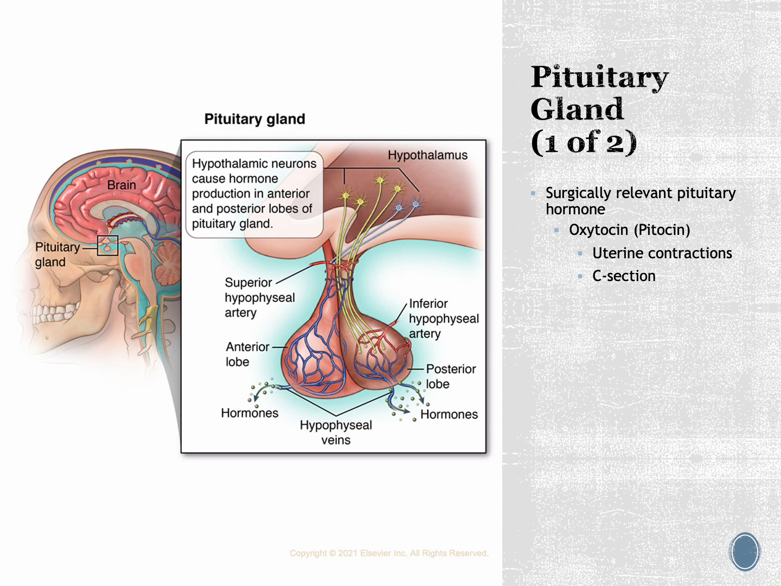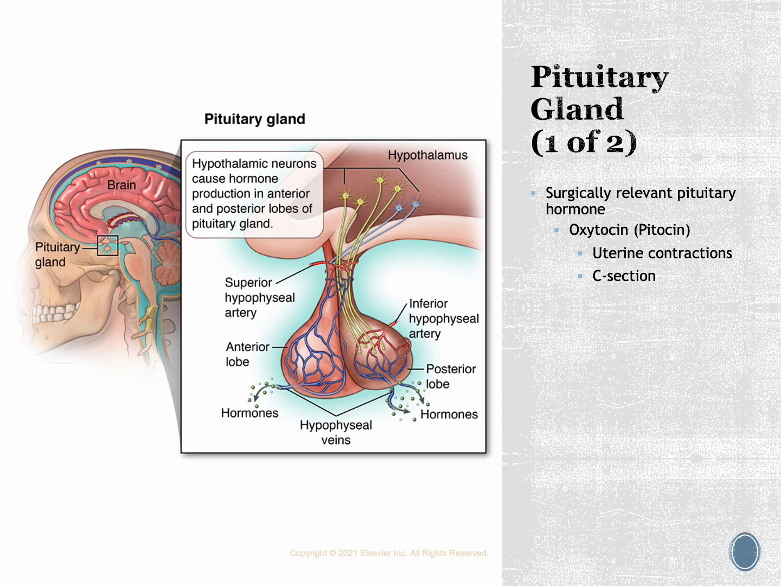Now, the neurohypophysis stores and releases oxytocin and vasopressin that is actually manufactured by the hypothalamus. So, oxytocin and vasopressin are manufactured in the hypothalamus, and then they're going to be stored in the neurohypophysis, the posterior portion of the pituitary, until it's time for it to be excreted.